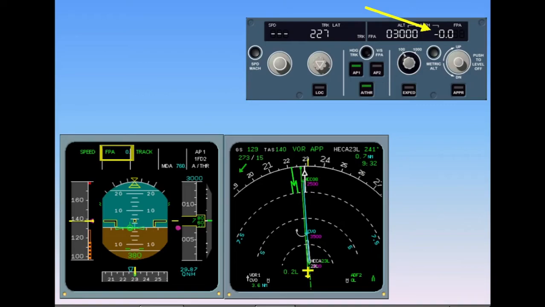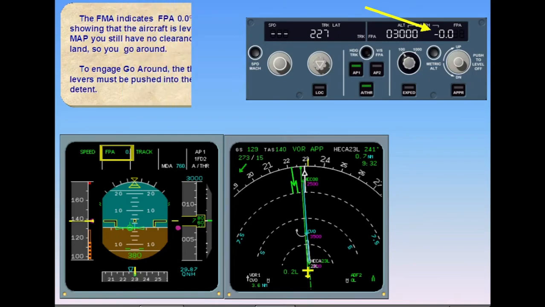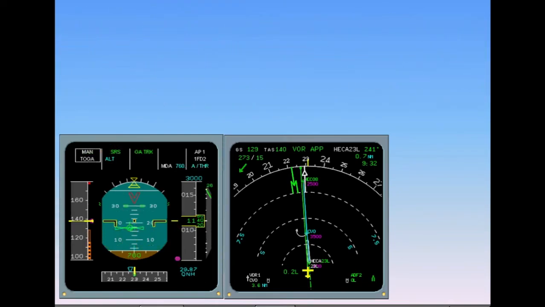At the missed approach point, you still have no clearance to land, so you go around. To engage go-around, the thrust levers must be pushed into the TOGA detent. When the go-around mode is engaged, the FMAs indicate manual TOGA. Throttles are now manually controlled, since TOGA is beyond the auto-throttle engagement range.